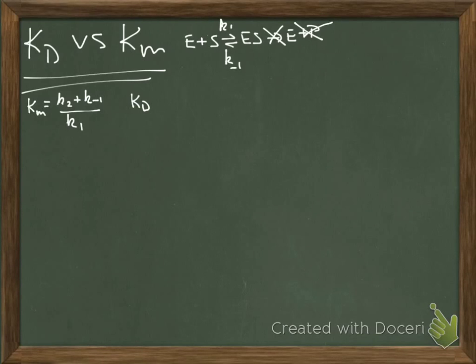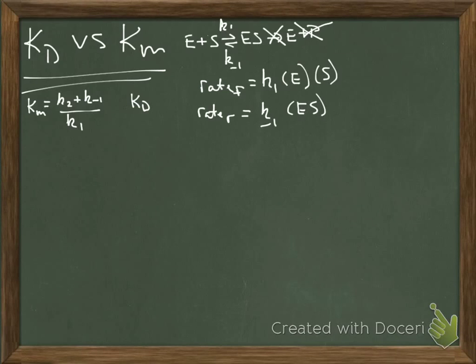Let's write out the rate law. The forward rate, good practice, is equal to k1 times E times S, and the reverse rate is equal to k minus 1 times ES. And what's true at equilibrium? What's the relationship between rate forward and rate reverse?